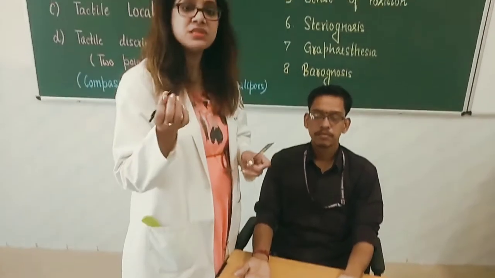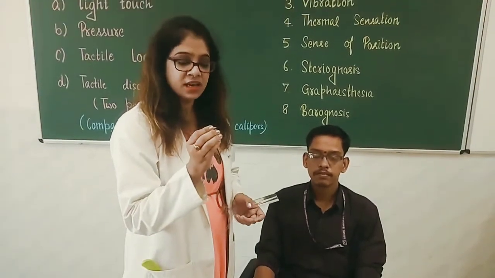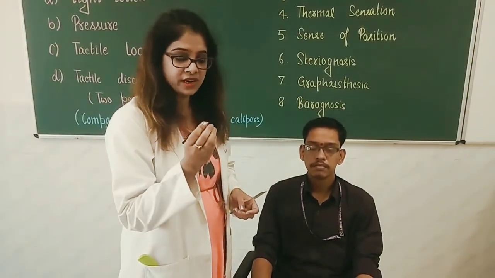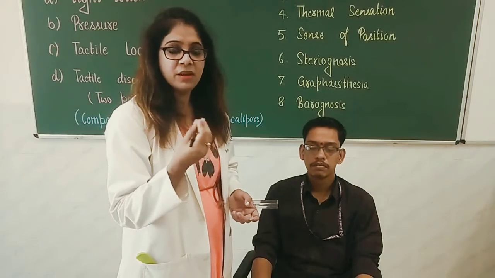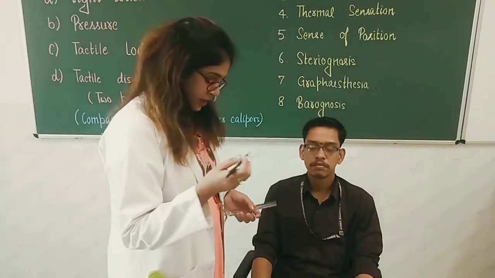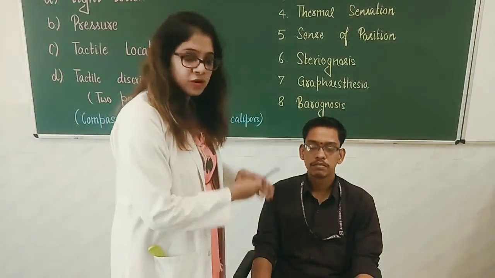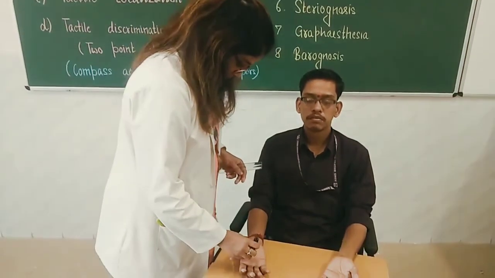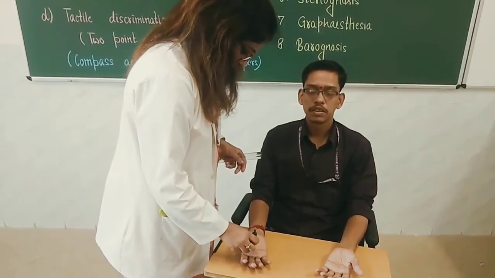Two point, one point. Okay, the same is on the opposite side also. At 2 millimeters, he perceived them to be as one point. At 3 millimeters, he perceived them to be two separate points. And then I will proceed more proximally. Repeat the procedure in the same dermatome.